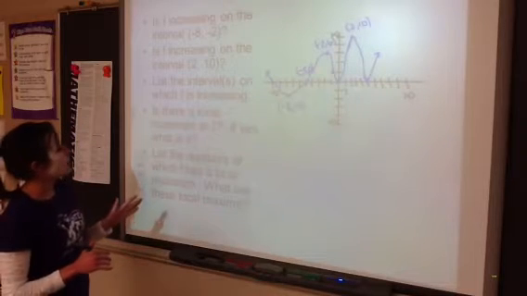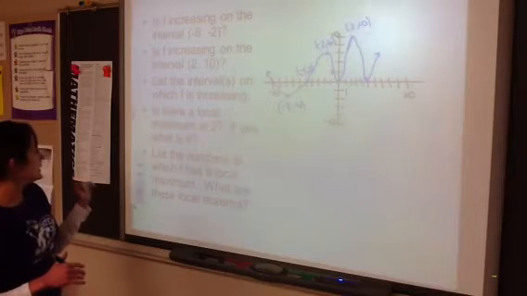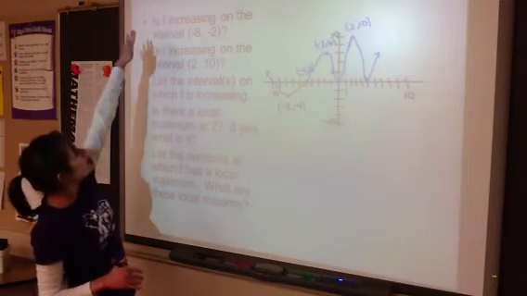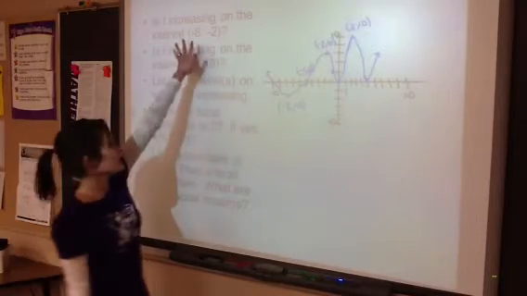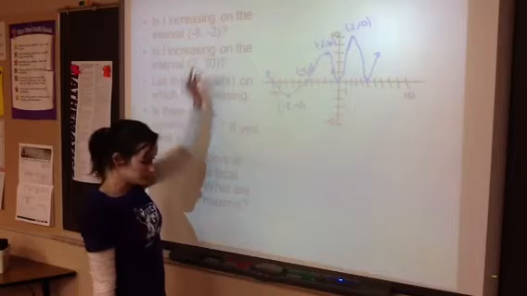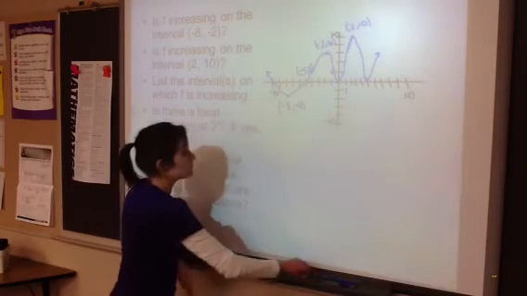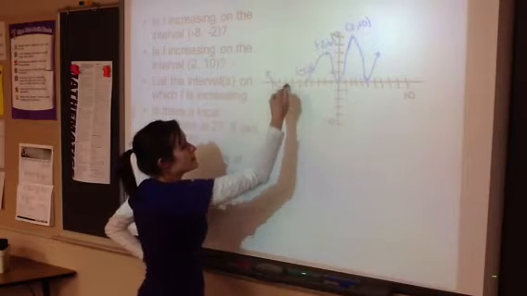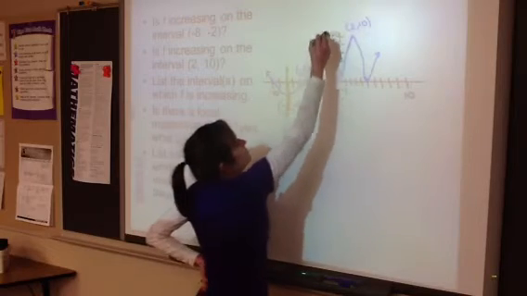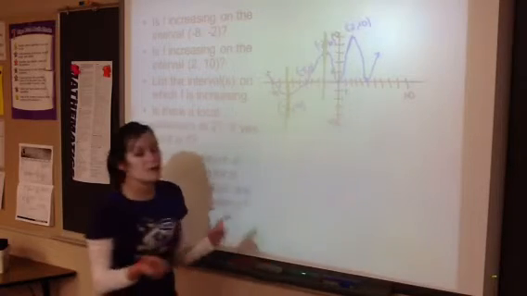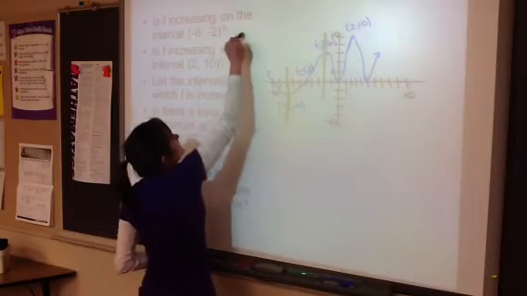So, let's see what we have here. Alright, is f increasing on the interval -8 to -2? This is an interval. This is not an ordered pair. So they want to know from x equals -8, which is right here, to x equals -2, which is right there, does your graph go up? Does the blue line go up? And you should say yes.